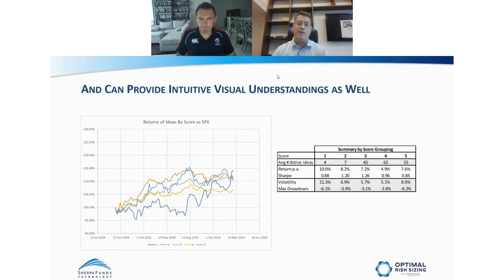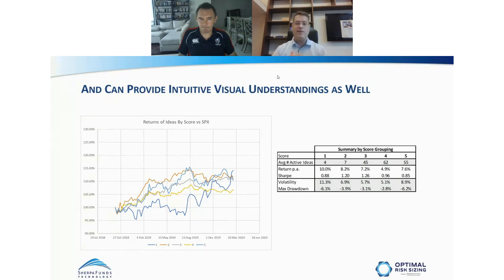Or we can look and say that, practically speaking, for scores 3, 4, and 5, we had many more ideas in those conviction buckets relative to 1 and 2, where at any given time the PM only had a few ideas of that quality, of that caliber.